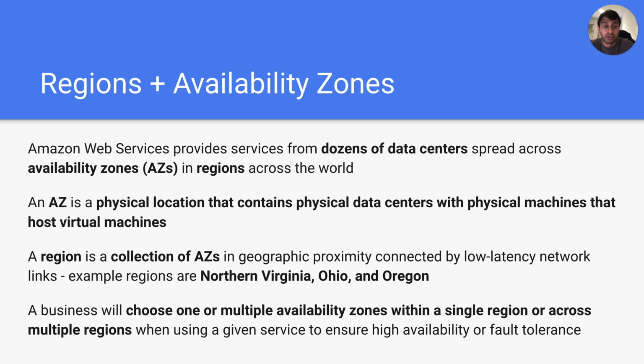So within the Northern Virginia region, there are multiple availability zones which represent like the data centers themselves. So the Northern Virginia region could have 3 availability zones, each of which is a massive server farm. A business will choose between one or multiple availability zones within a single or across multiple regions when using or deploying a given service to ensure high availability or fault tolerance. We'll get into an example between a highly available system and a fault-tolerant system in just a minute.